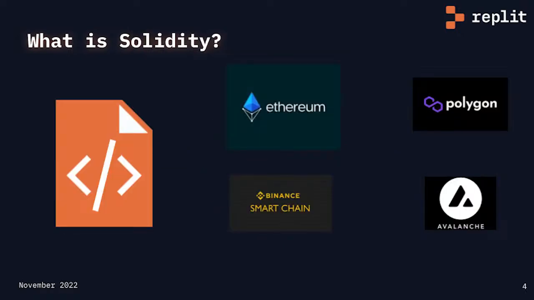What is Solidity? Smart contracts on the Ethereum blockchain are written in a programming language called Solidity. Smart contracts written in Solidity can be used on any EVM compatible blockchain. This includes Polygon, Binance Smart Chain, and Avalanche. Other blockchains use different languages to write smart contracts. For example, Solana uses Rust and Cardano uses Haskell.